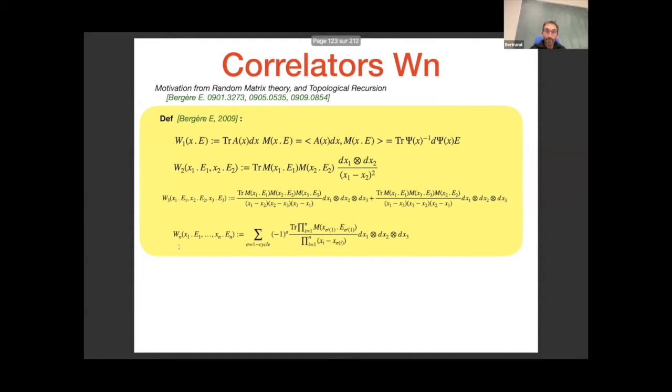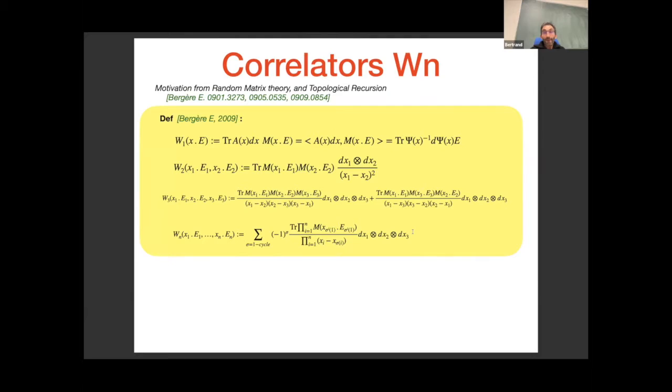And in general, Wn is the sum over permutations of all possible orders of the M's, divided by the product of xi minus x sigma i's. And in fact, you should take only the permutations that have only one cycle. And this is also a differential form.